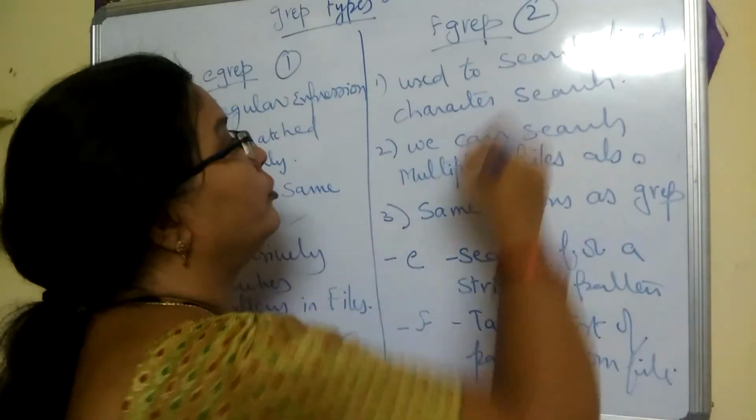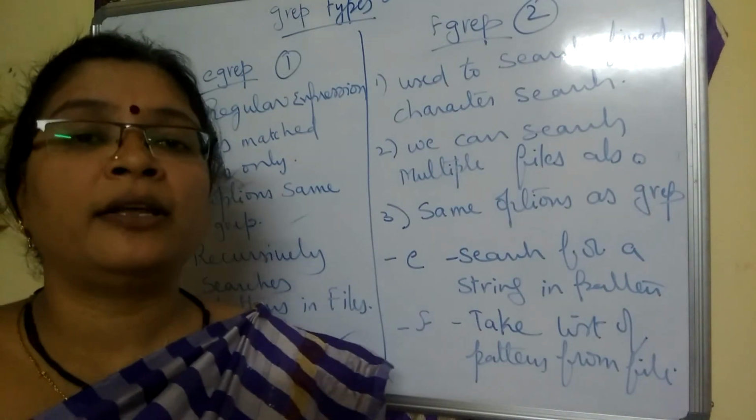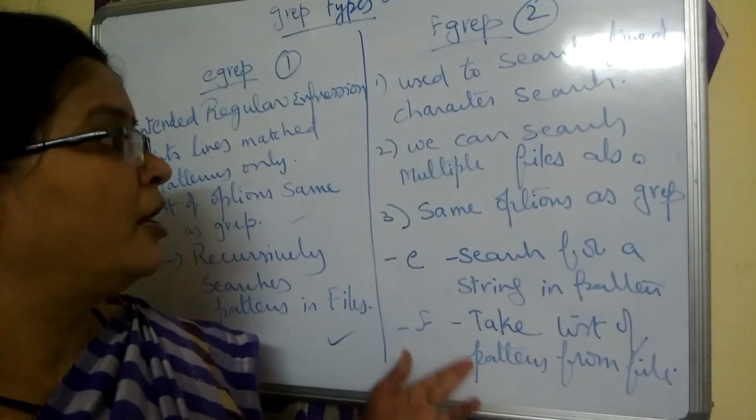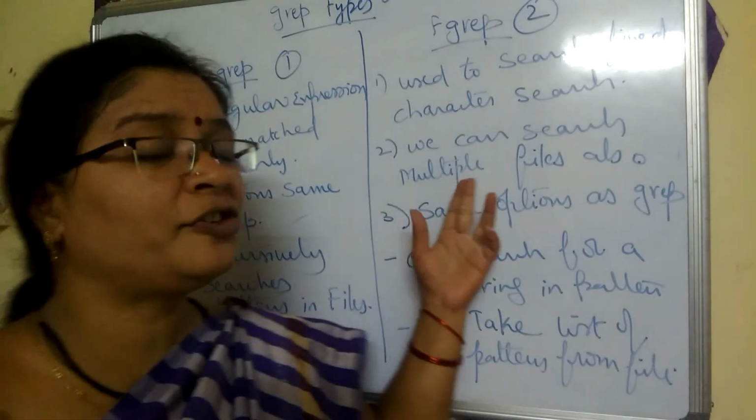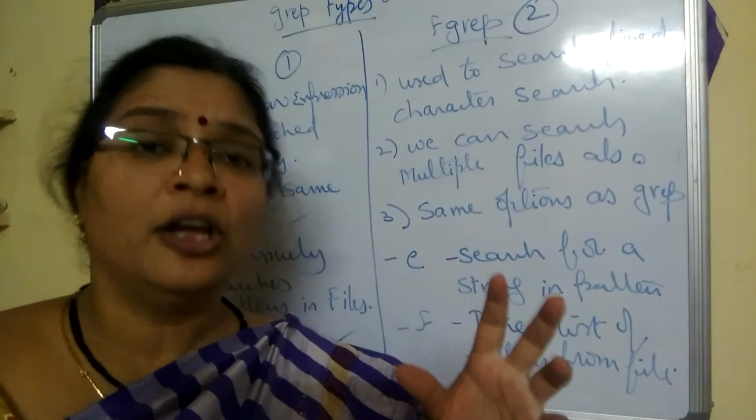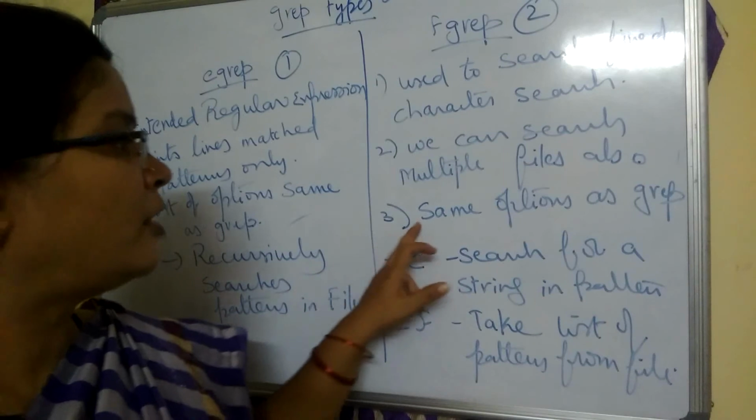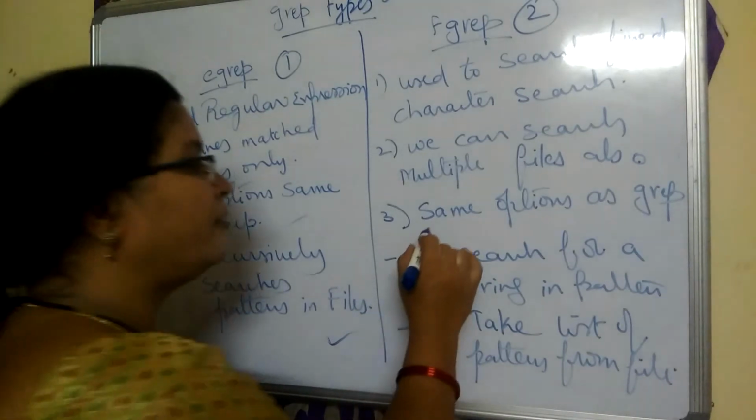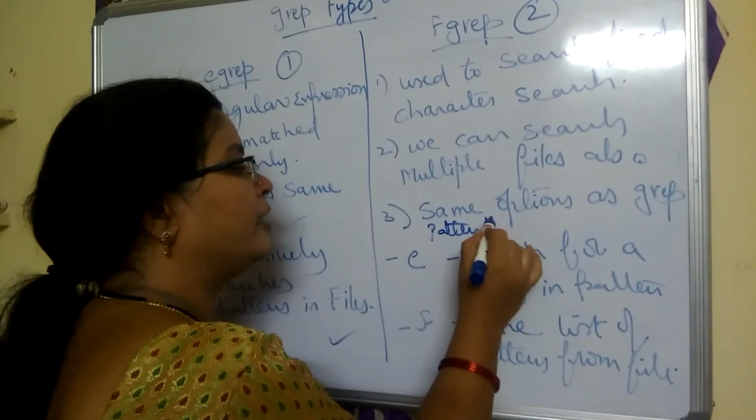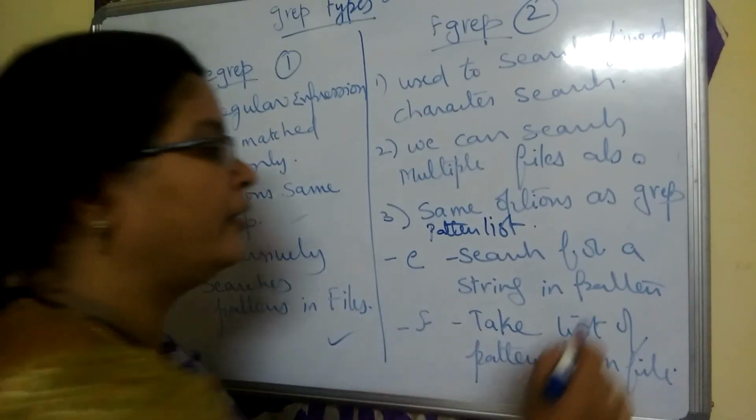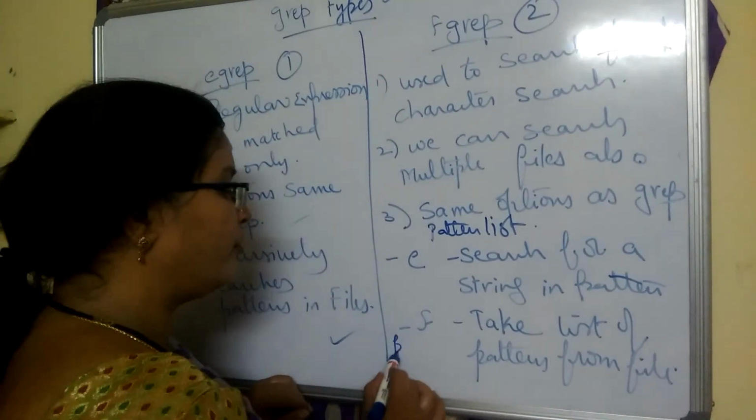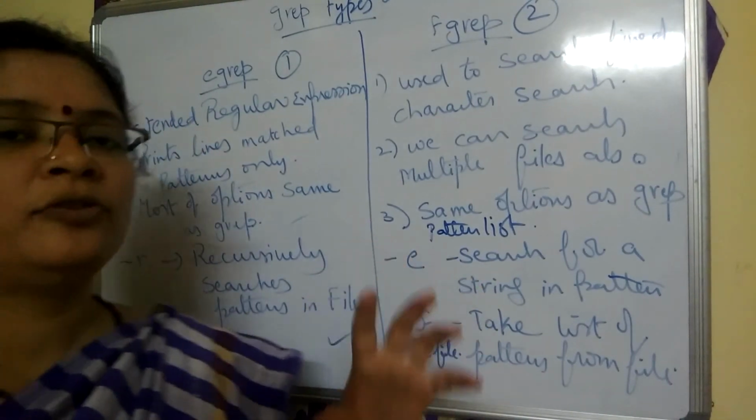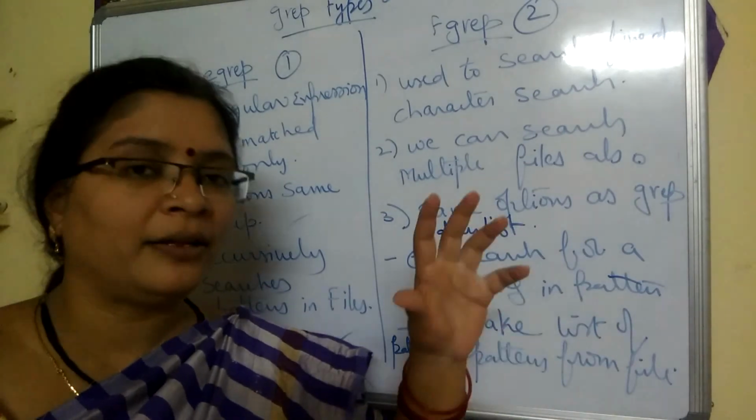Next we are going to talk about fgrep. fgrep is used to find a fixed character set in the search. One more option is there: we can search for the fixed character set in multiple files also. The options are the same as the grep command except -e and -f. -e is called the pattern list, used to search for a string in the pattern, and -f is called the pattern file. Whenever you give such pattern files, the -f option is used.